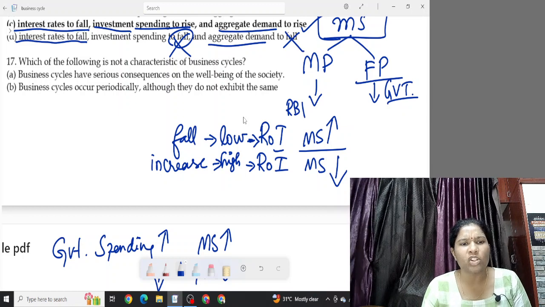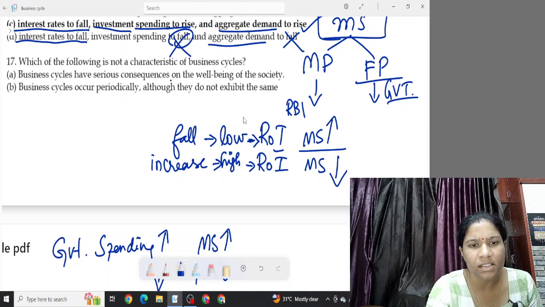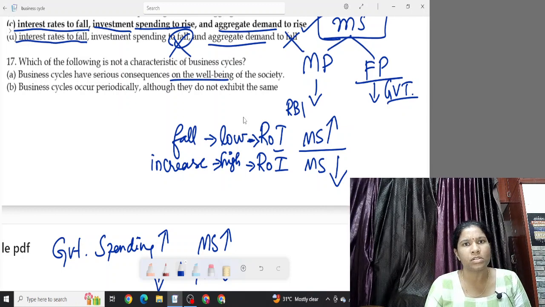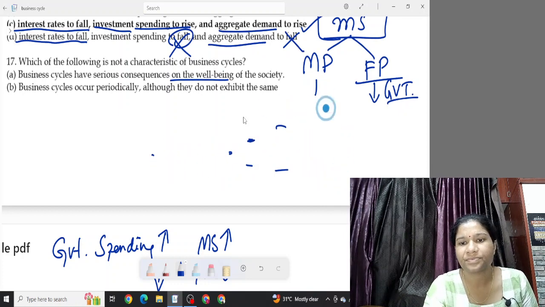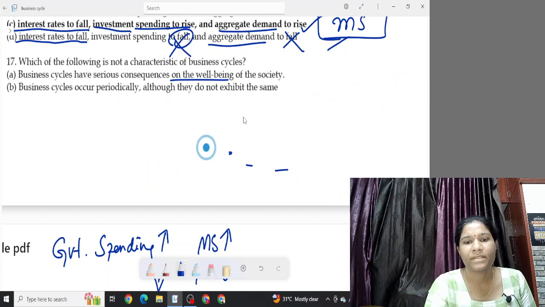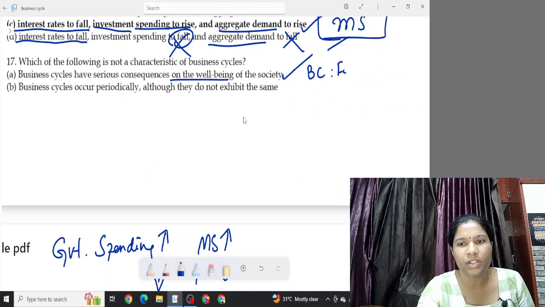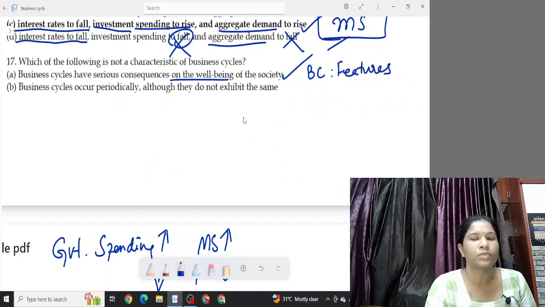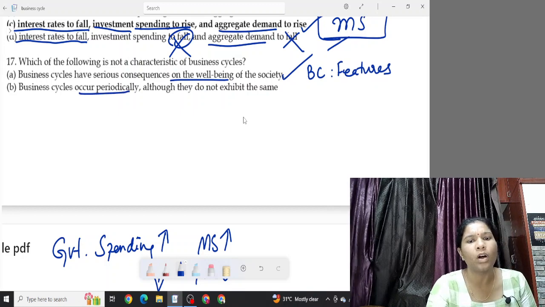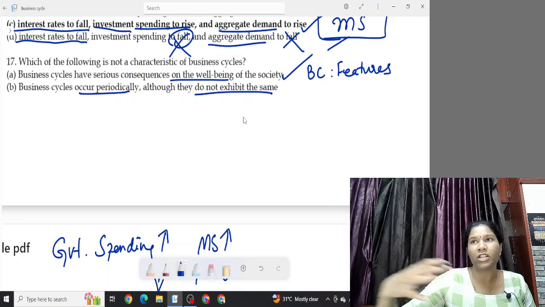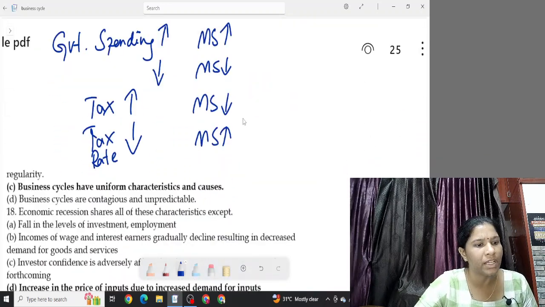Business cycles have serious consequences on the well-being of society. Definitely, of course. When it goes to depression, people suffer. So yes, this point is correct, which means it is a business cycle's feature. Number 2, business cycles occur periodically. Of course, it is periodic, although they do not exhibit the same amount, length, intensity. Yeah, this is also correct, a true statement about business cycles.